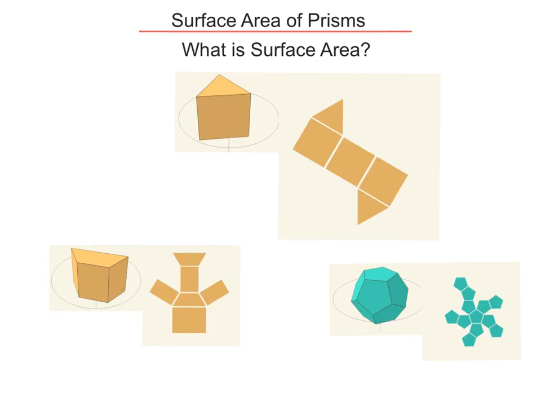The dodecahedron that I'm showing over here on the right is a shape that has 12 sides that are all pentagons, and you can see them here unfolded. If I knew the area of one of those, all I would need to do is multiply the answer by 12 to get the total surface area. But we won't be looking at those, we'll be only looking at prisms.